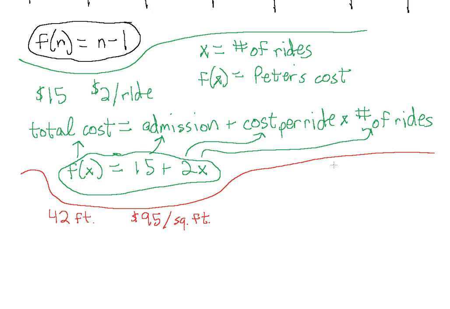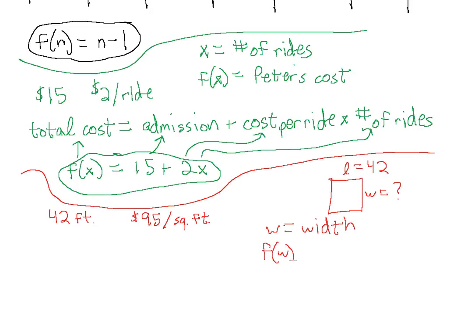Okay, so we're going to need to know a little geometry here. So our house, I don't know if it's going to be a square or a rectangle, but it's going to have some sort of dimensions, and we're going to have the length and the width. We're given the length here. The length equals 42 feet. The width is what we actually want to find out. So let's go ahead and label W as the width of the house. And let's label F of W as the cost of the house.